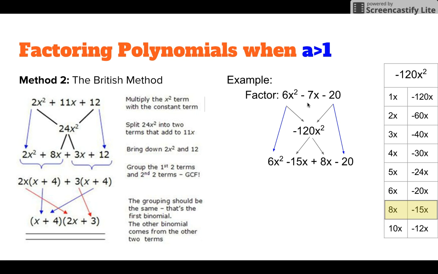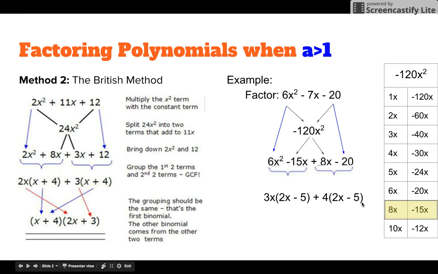So the next step is to group our terms, group our first two terms and group our second two terms. Now we'll find the GCF of each of these pairs of terms. In the first one, 6x squared minus 15x will give us a GCF of 3x. What's left when we divide each term by 3x is 2x minus 5. In the second pair of terms, we have 8x minus 20, and the GCF here is 4. So what's left over when we divide out the 4 will be 2x minus 5.